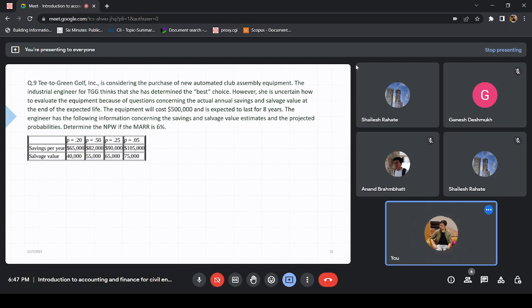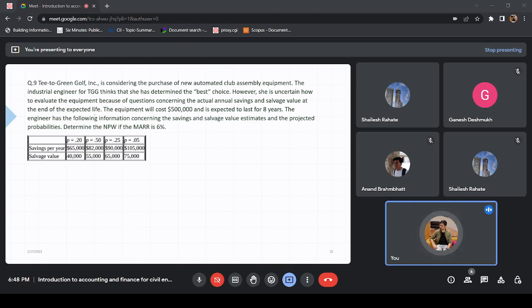So the question here is that determine the NPW. Now we have seen two different cases, right? We have seen the case of joint probability also, but here as you can see that these are mutually exclusive events. I mean, you have been given that for $65,000 per year savings, you will get the salvage value of 40,000, and the whole has the probability of 0.2. So you don't have to go into joint probability, right? So you can work in terms of single probabilities.